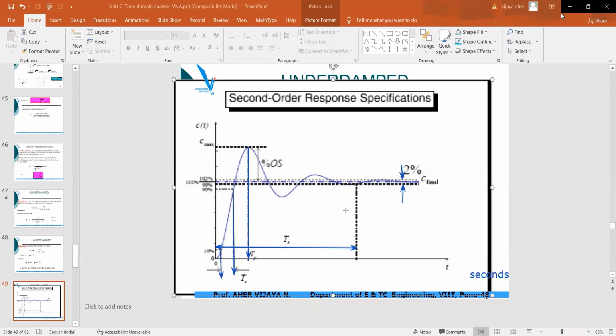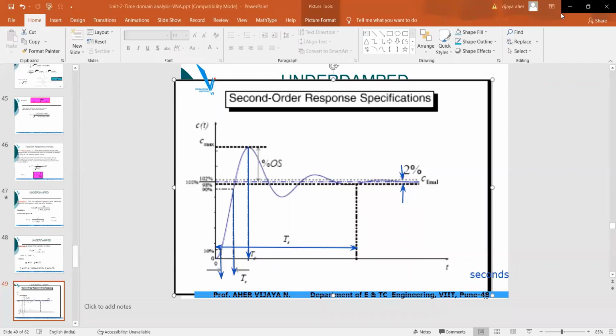So all these are the specifications for second order response. The second order response specifications are, first one, rise time, then peak time, then settling time, and maximum overshoot. Got my point? Understood? Any doubt up to this? Okay, let's move ahead.